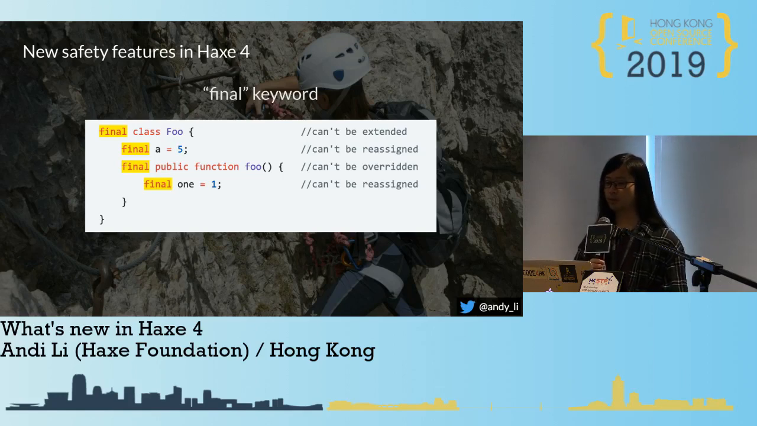And note that this final only means you cannot reassign the thing. That doesn't mean the value it is holding is actually immutable. So if you hold an array, then you can actually still change the content of the array. But the variable itself will always point to the initial value.